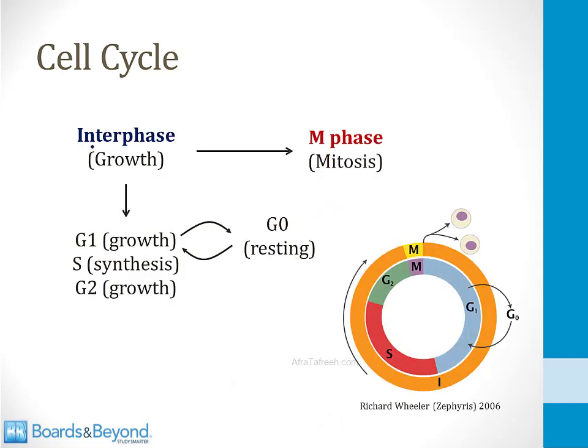On this slide, I've summarized the key points about the cell cycle. Interphase is when growth can occur. During the G1 phase, there is growth followed by the S phase where DNA synthesis occurs, followed by the second growth phase, G2. Cells can exit the G1 phase to enter the G0 resting phase, and then they can exit the G0 phase and go back to G1. And then the M phase is when mitosis occurs and the cell divides into two daughter cells.